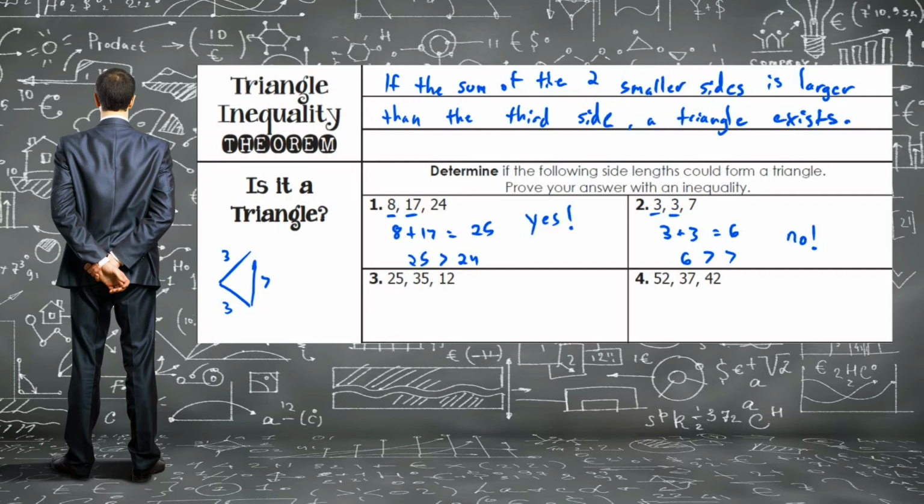Let's do one more example. Number 3. What are the 2 smaller numbers out of these 3? That would be 25 and 12. Add those together. 12 plus 25, that's 37. Is 37 greater than 35? Yes, it is. We can make a triangle with these 3 numbers.